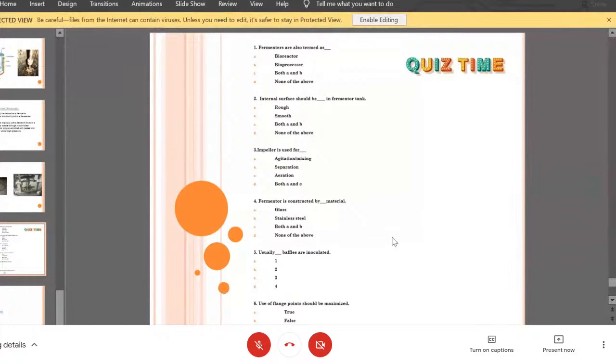The next question is impeller is used for dash: agitation or mixing, separation, aeration, both A and C.